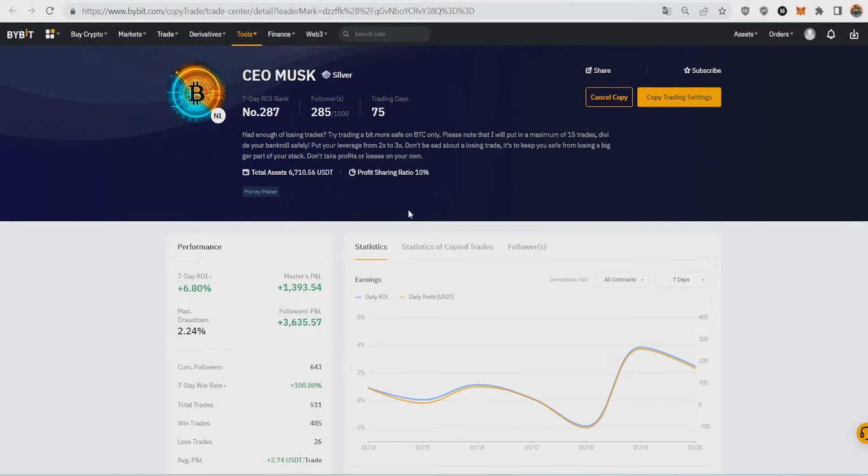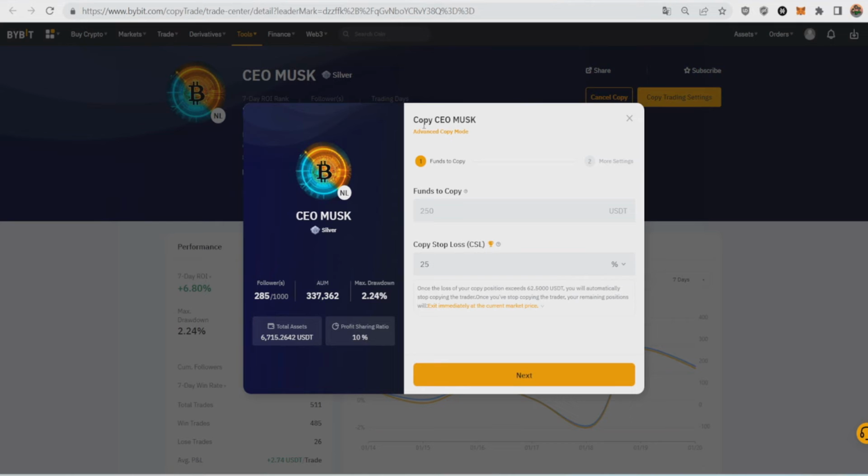But now if you chose your master like I did with CEO Musk, this window will pop up, guys, and now I will explain what, in my opinion after 5-6 months of experience, are the best settings to use. So funds to copy is basically how much money you have. I will explain in a second what the money should be based on.